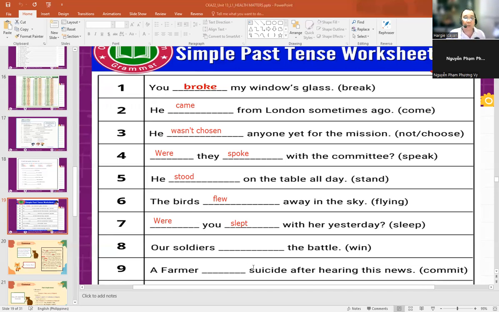Our soldiers blank the battle. So the base form is win. And what's the past tense of win? It's won. Very good. So that's our soldiers won the battle.